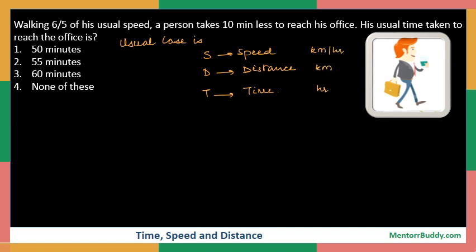standard units. Now what happens the second time: he walks at a speed of 6 by 5. So his usual speed was s, but now he is walking at 6 by 5 of his usual speed. And therefore he is taking 10 minutes less. That means now his time, or I would say t dash, becomes t minus 10. Now please understand this is in minutes, but our usual time was in hours. So you have to convert this minutes into hours. And now the question is, what is the usual time to reach his office? So we have to calculate the value of t.